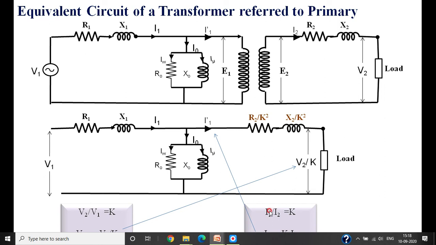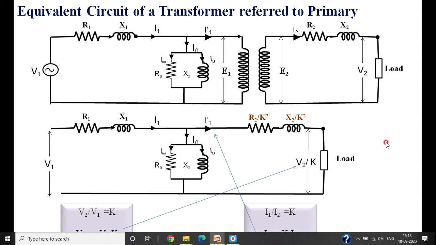I1 dash is nothing but the secondary current referred to the primary side, and R2 and X2 are also referred to the primary side. Now the voltage across the load is V2 by K, referred to the primary side. This is what we call the equivalent circuit diagram of the transformer referred to the primary. Means simply we are transferring R2 and X2 to the primary side.